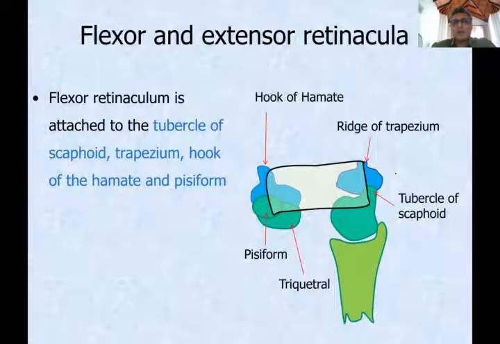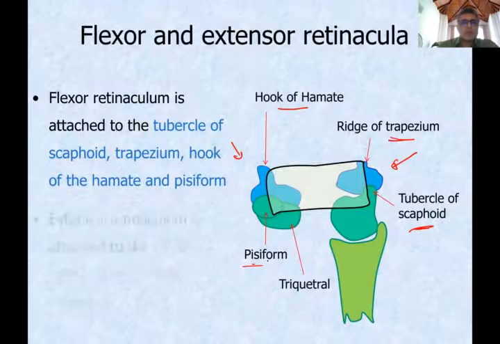Now you have on the lateral side, this is the radial side, the tubercle of the scaphoid and the ridge of the trapezium to which it is attached. Then on the medial side, there is the hook of the hamate and the pisiform to which it is attached. So there are 2 bones from the proximal row and 2 bones from the distal row.